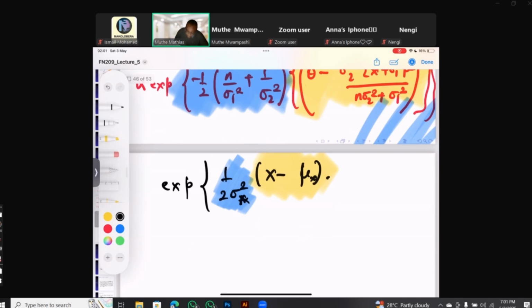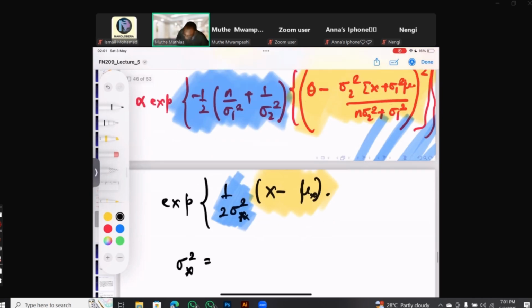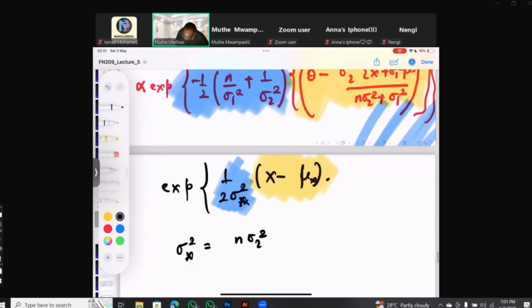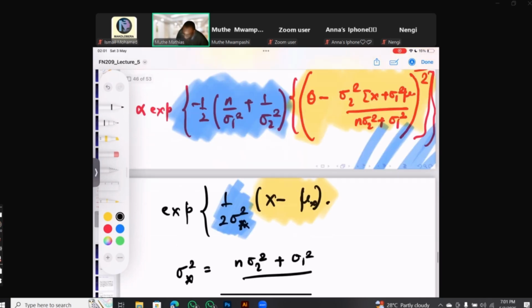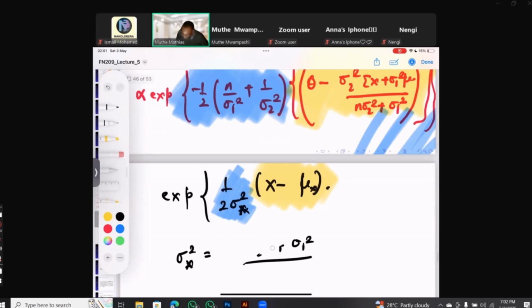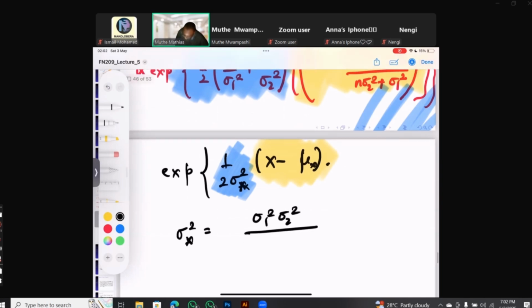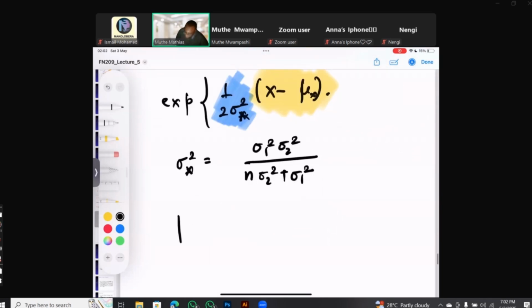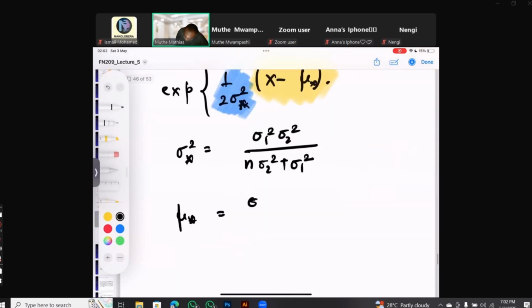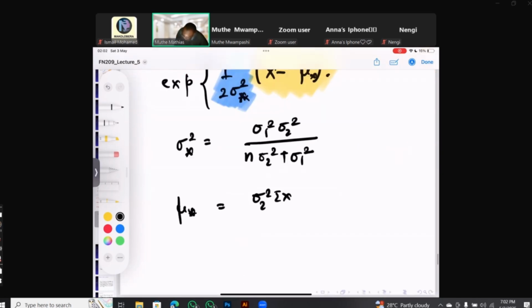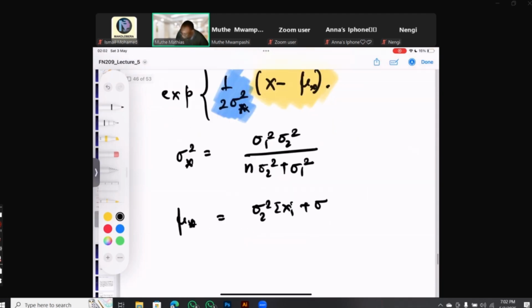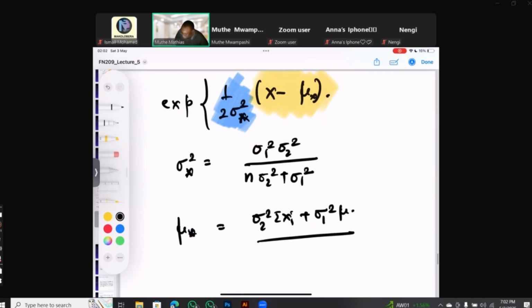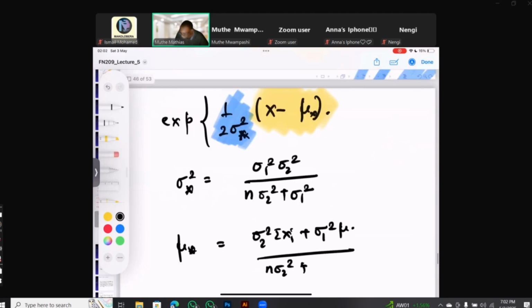So now what we are saying, this part here is that sigma square is equal to, we can simplify that part. It will be n sigma square plus sigma 1 square divided by, no, because it will go up, right? So we're going to have sigma 1 square, sigma 2 square, and then divide by n sigma 2 square plus sigma 1 square. And then the mu will be equal to sigma 2 square summation of xi plus sigma 1 square mu, divided by n sigma 2 square, and then plus sigma 1 square.